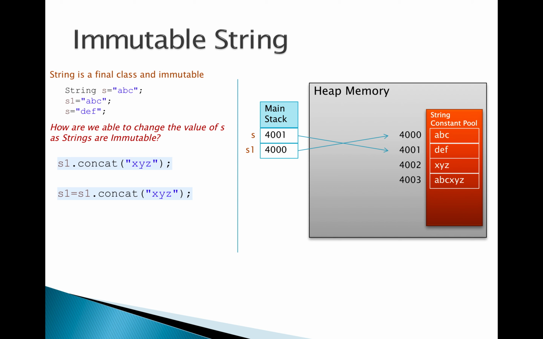which means now s1 reference will be changing from 4000 to 4003. If we don't put s1 equal to, then that means we just create the string and it is going to sit in the constant pool, but there is no reference to that string. So we will not be able to access that string. It just gets created and sits over there. So the moment you say s1 equal to s1.concat of xyz, now it is going to change from 4000 to 4003.